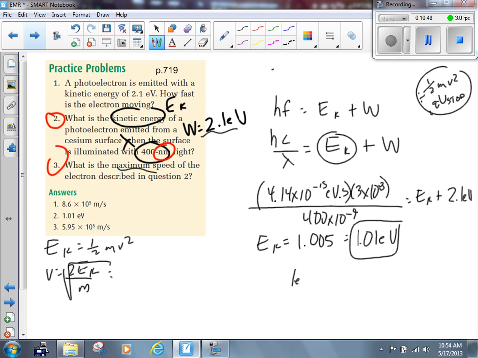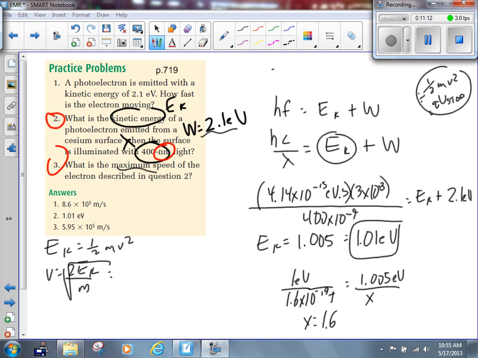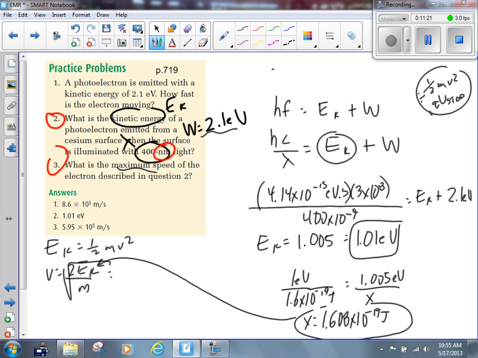Let's say 1 electron volt over 1.6 times 10 to the minus 19 joules equals 1.005 electron volts over x joules. X ends up being equal to 1.60 something. What do you have a value for that? 1.608 times 10 to the minus 19 joules. Now we can plug that value in joules over here. Multiply it by 2, divide it by the mass of the electron, square root it, and we should end up with a value that's 5.95 times 10 to the 5.